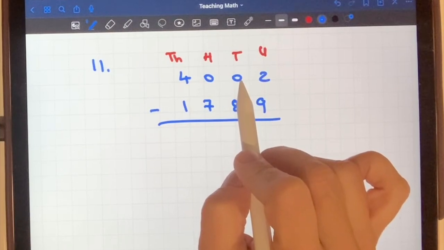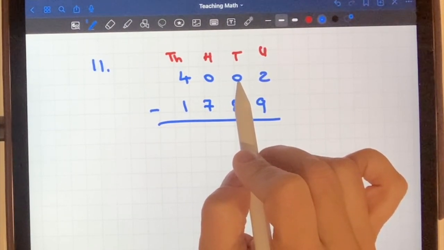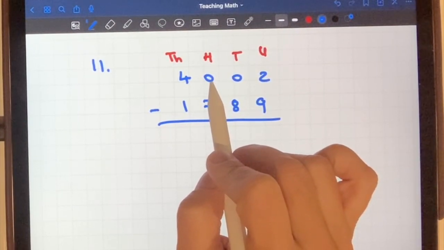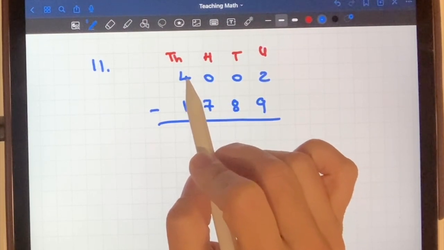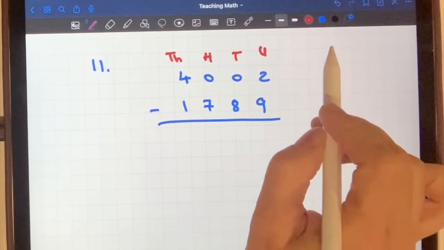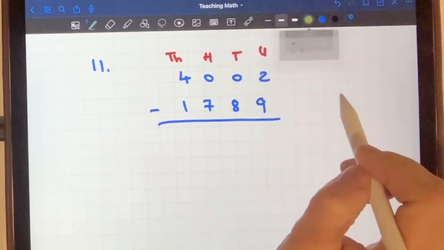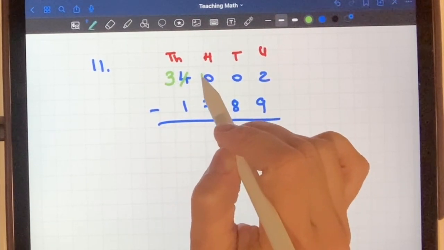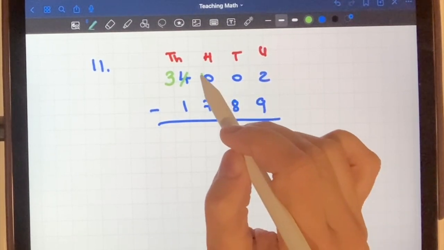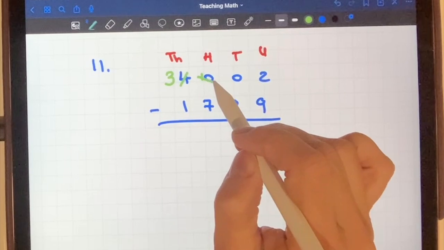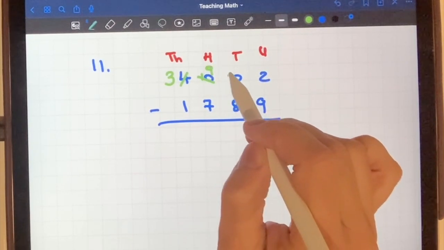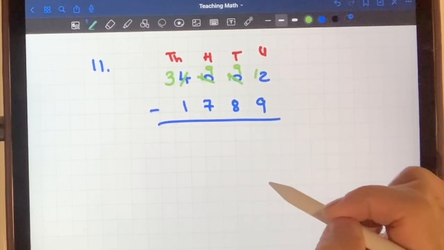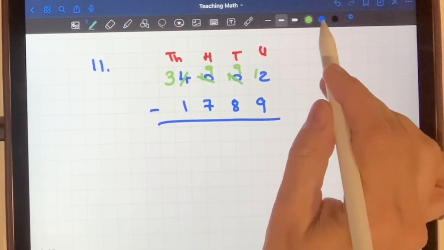I go to the neighbour, but there isn't 1 for me to borrow. So I go to the next one. There still isn't 1 for me to borrow. So I go to the next one. And here I can borrow. So because it's a 4, I borrow 1, becomes a 3, and this becomes 10. So then I borrow 1 from here. That becomes 9, and that's a 10. And then I borrow 1 from here. That becomes 9, and that becomes 12.